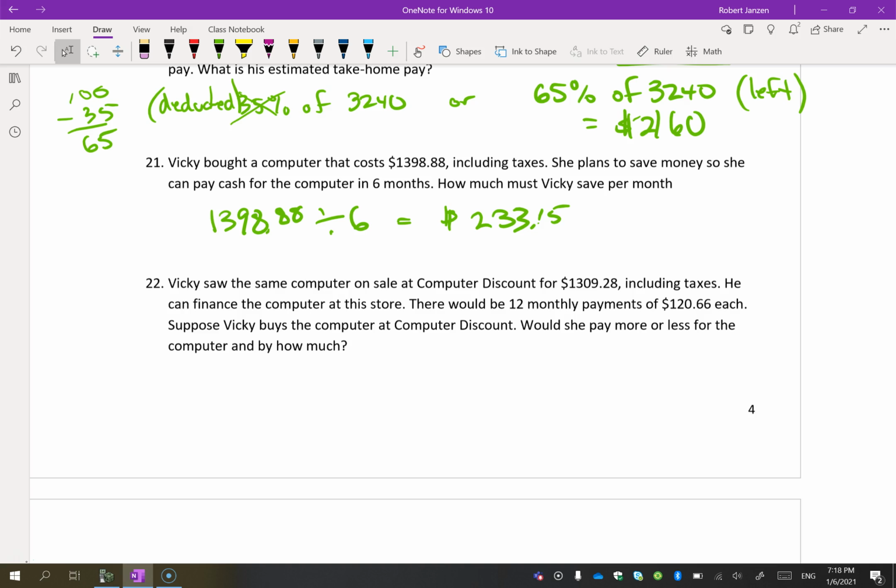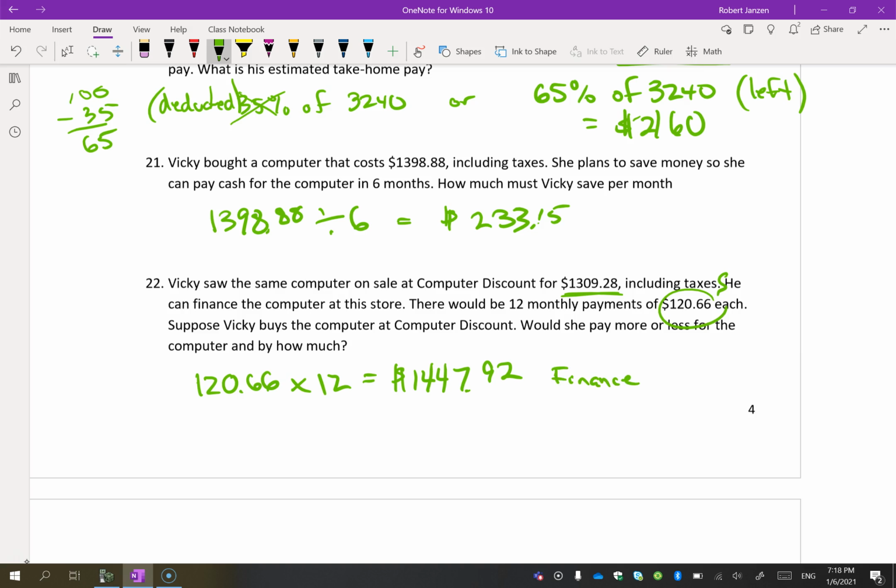Okay. And she can finance the computer at this store. There could be 12 monthly payments of $120.66. Suppose Vicky buys the computer at a discount. Would she pay more or less for the computer, and by how much? Okay. So, yeah, this is on sale, but it's saying we're paying this much 12 times. So let's go 120.66 times 12. This turns out to be 1447.92. Okay, that's the finance rate.